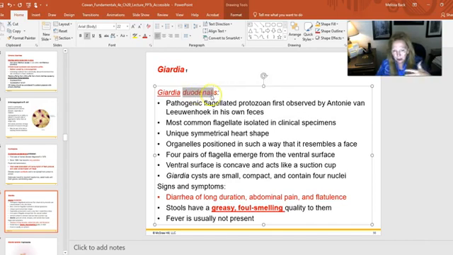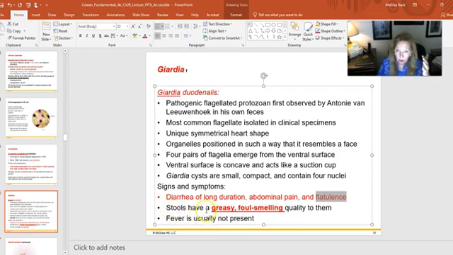Well, the first part is called the duodenum, and this is where this protozoa will reside, and it can cause a diarrhea that's a long duration, associated with abdominal pain, usually upper, because of the upper duodenum area, and flatulence, which is an excess of gas production. Again, supposedly the stools have a very distinctive kind of malodor.